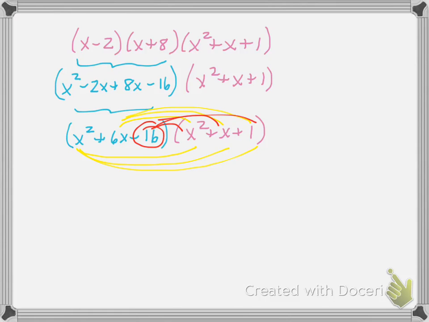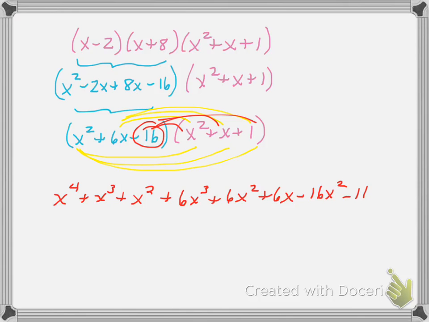Okay, so starting with the first piece, x to the fourth plus x to the third plus x squared. Now distributing 6x: plus 6x cubed plus 6x squared plus 6x. And then lastly distributing that negative 16: minus 16x squared minus 16x minus 16. And now you're home free at this point.